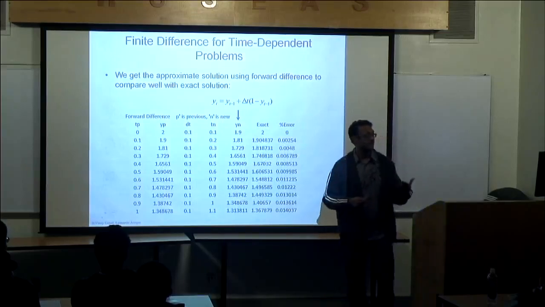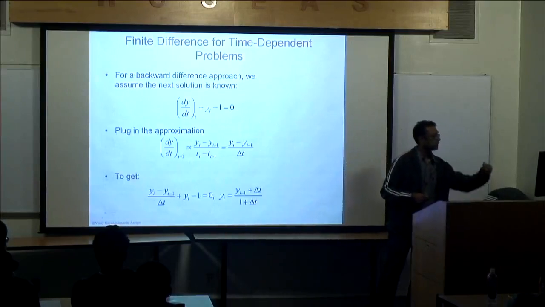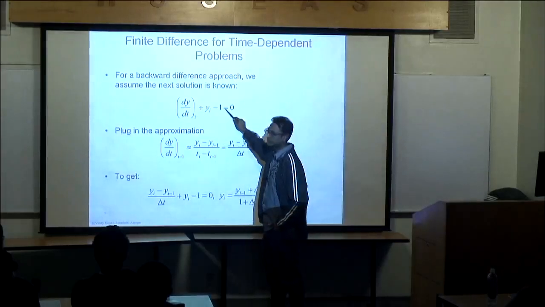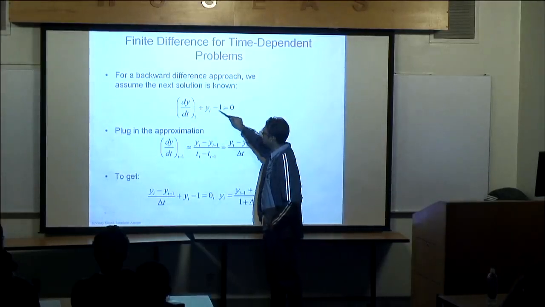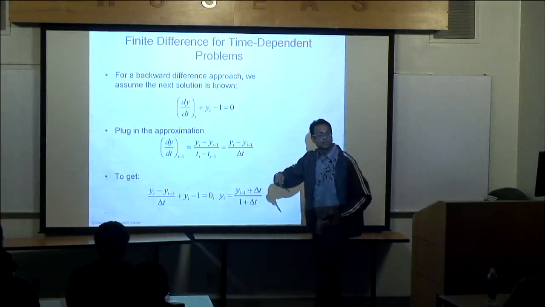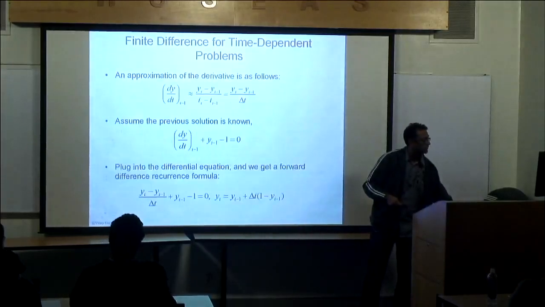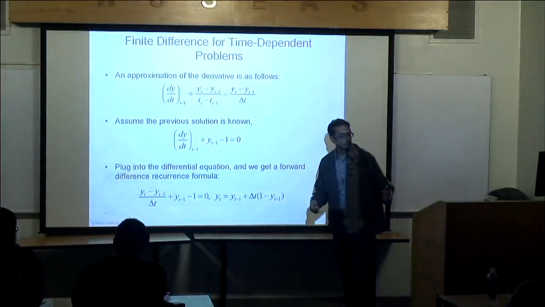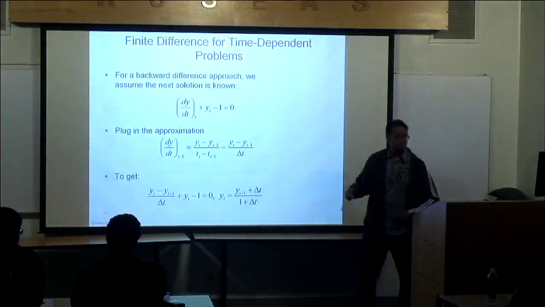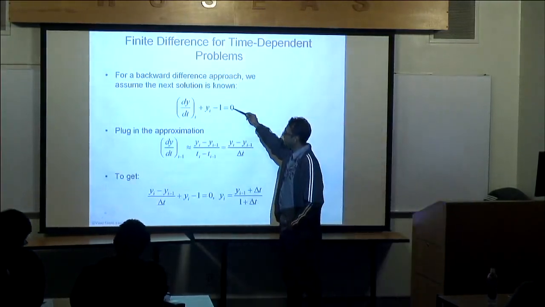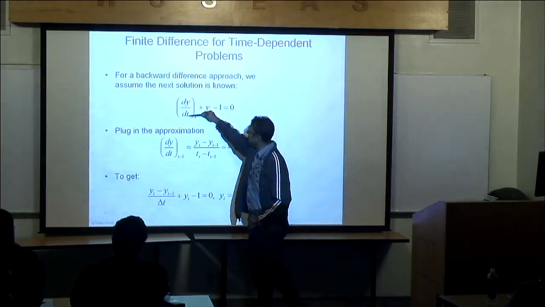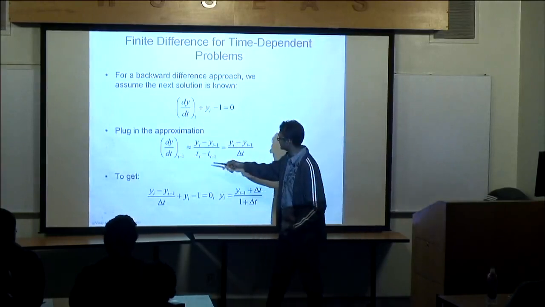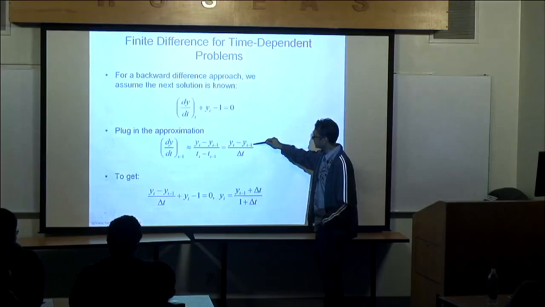The next one is backward difference. When I look at backward difference, I want to use the same differential equation, but pretend that this is true at the current time step. In the forward difference, I was presuming that this is true at the previous time step. Now I'm looking at the differential equation as being true at the current time step. So if I approximate dy/dt at i, I find that dy/dt is (yi minus y(i minus 1)) over delta t.